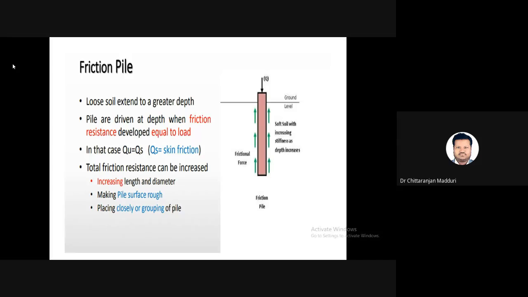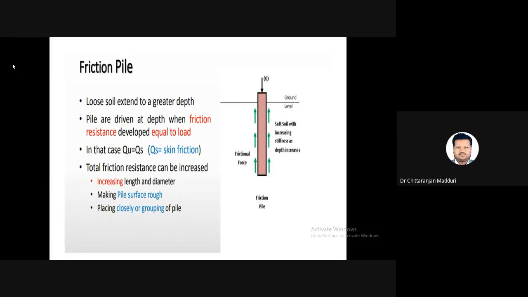Piles are developed at a depth where the friction resistance developed is equal to the load. That means the load applied on the pile is equal to the friction developed between soil and pile. So total friction resistance can be increased by increasing the length and diameter, making the pile surface rough, placing closely or grouping of the piles. These three parameters affect the friction between the soil and pile. If you increase the length and diameter, skin friction resistance also increases.